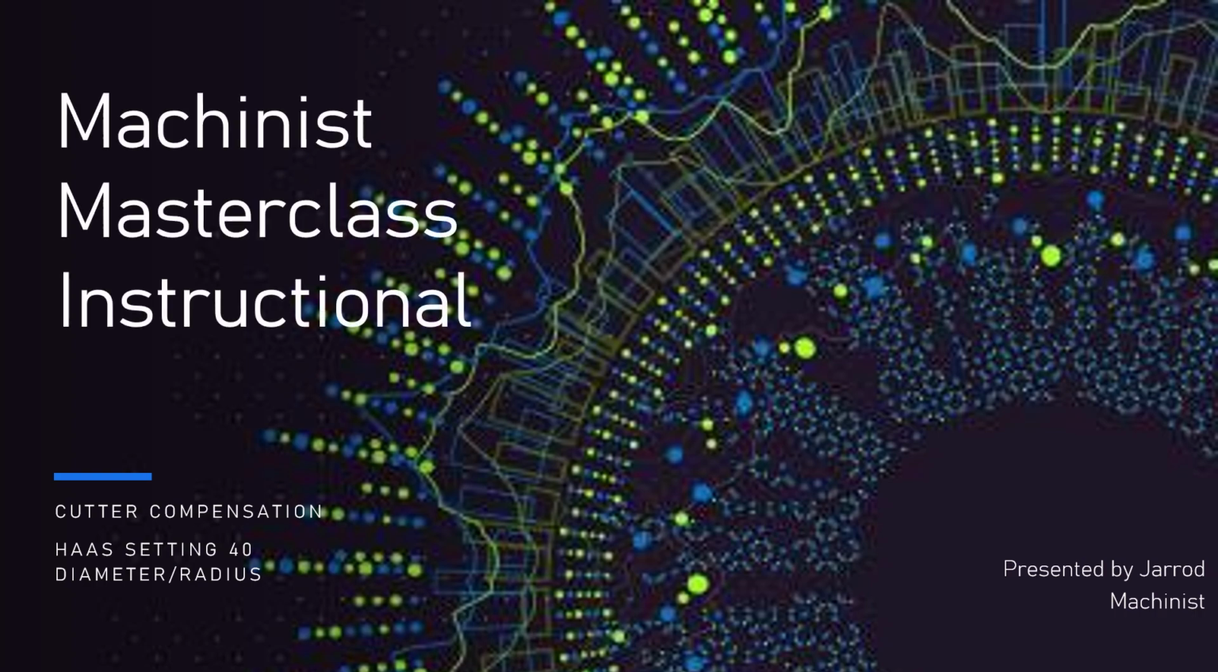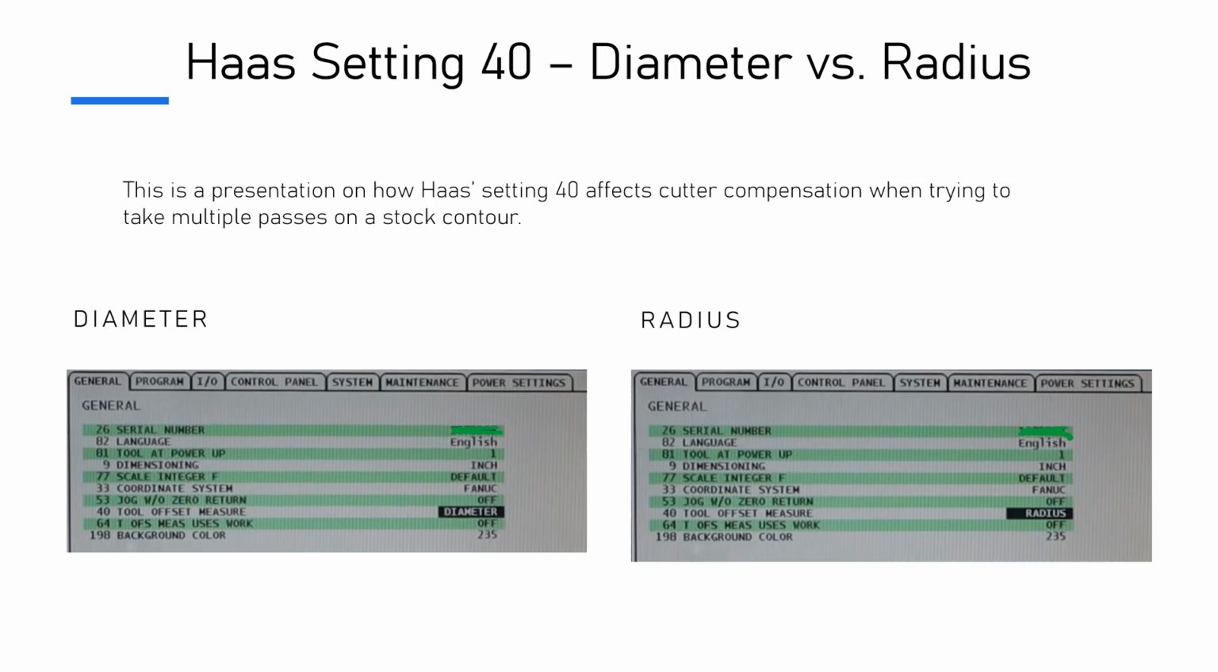Today we're going over cutter compensation and the Haas setting 40 for diameter and radius. The Haas setting 40 is going to dictate how your cutter compensation works. If you have it set in diameter, it will add and subtract to the diameter of the cutter. And if it's set in radius, it'll offset to either the left or the right if you're in G41 or G42. Some of the examples we'll go over today will be left-hand compensation with G41.